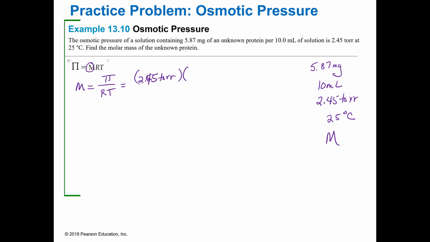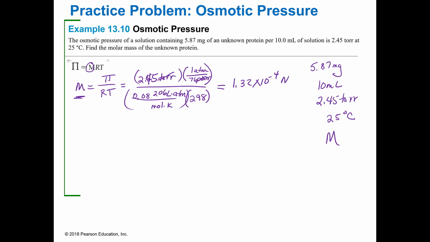And that needs to be in atmospheres, so I'm going to go ahead and do that here. That's going to give that number in atmospheres. Then we're going to divide by R, 0.08206 liter atmosphere over mole K, times the temperature in Kelvin, which is 298, because it told us it was 25 degrees. All right, so that is going to give us, this is molarity now, 1.32 times 10 to the minus 4 molar.